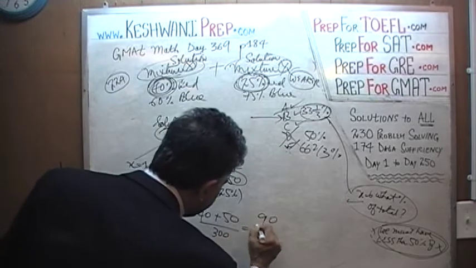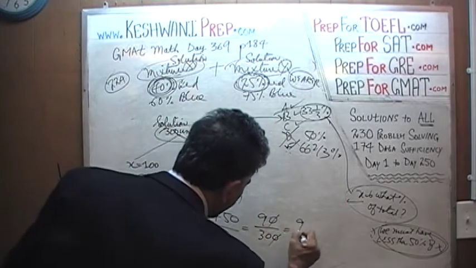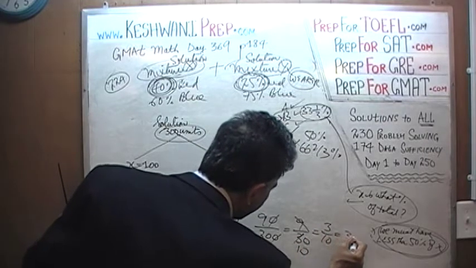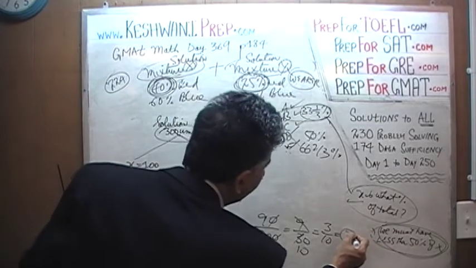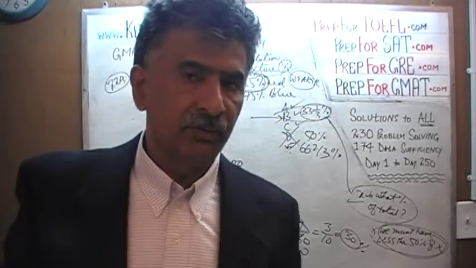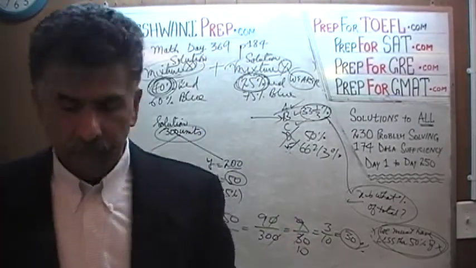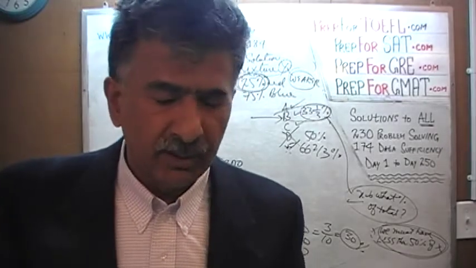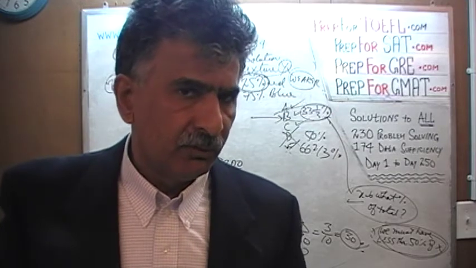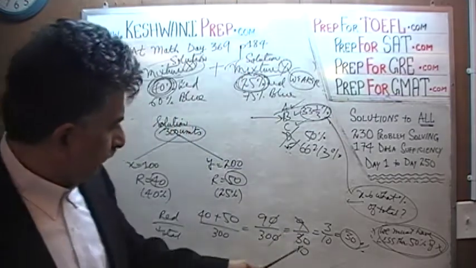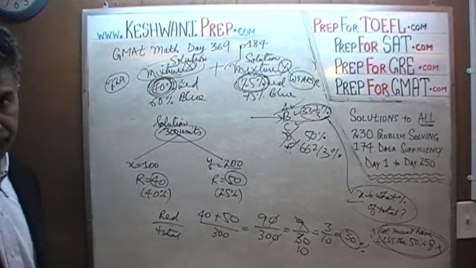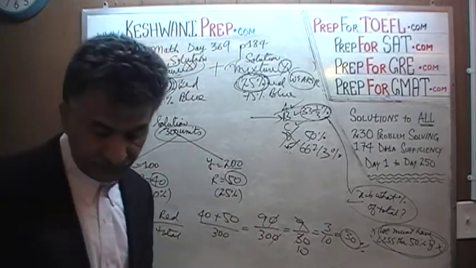We end up with 90 over 300, which is the same as 9 over 30, which is the same as 3 over 10, which is the same as 30%. What do you know? 30% is exactly what the problem tells us the final concentration of red was in the final solution. The final solution was made up of one part X and two parts Y. The answer is B. That's it. As far as the exam is concerned, we are done.